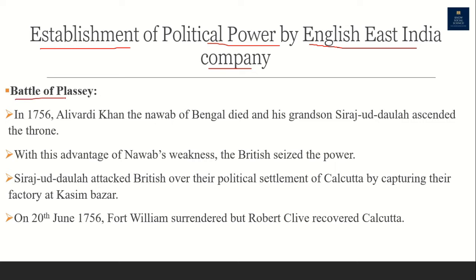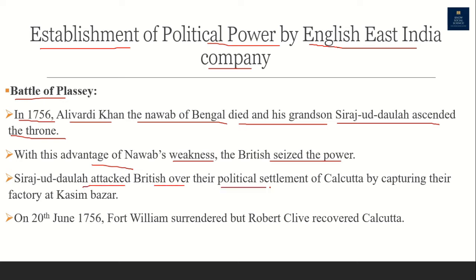Battle of Plassey. In 1756, Alivardi Khan, the Nawab of Bengal, died and his grandson Siraj-ud-Daulah ascended the throne. Taking advantage of the Nawab's weakness, the British seized power. Siraj-ud-Daulah attacked the British over the political settlement of Calcutta by capturing their factory at Qasim Bazar. On 20th June 1756, Fort William surrendered, but Robert Clive recovered Calcutta.